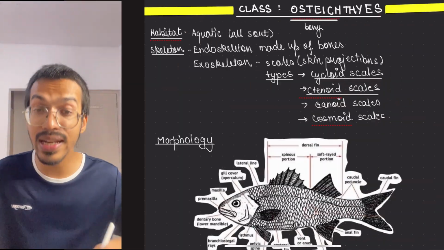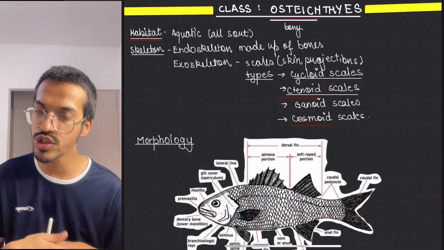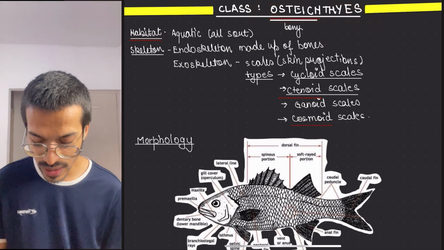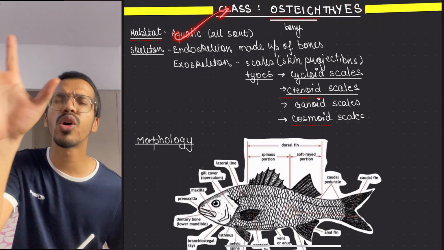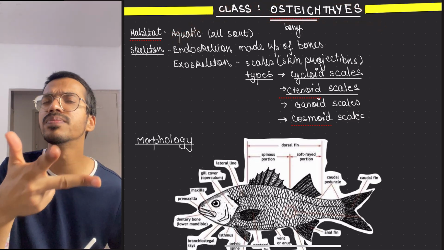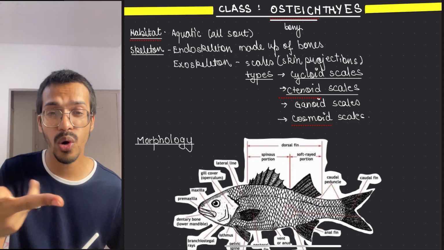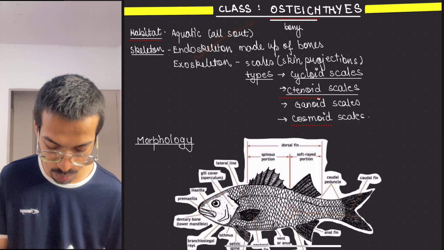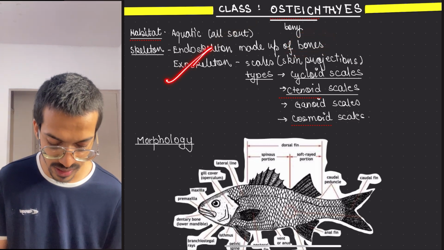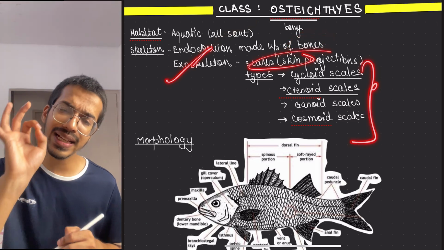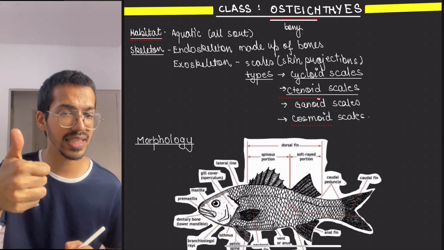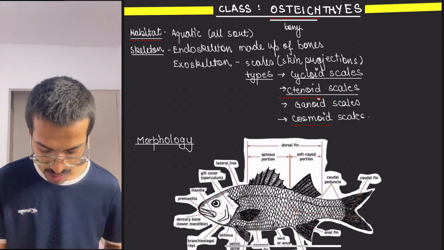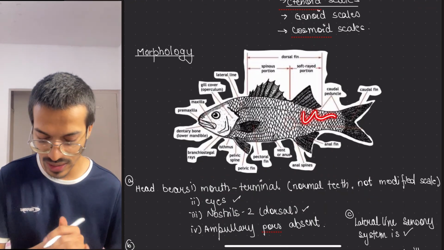Okay, moving on to the next class of the pisces, that is osteichthyes. They are all aquatic, all sort of marine, brackish water, fresh water, everywhere it is present. Okay, endoskeleton is made up of bones. Exoskeleton has scales. These are the different types of scales, but NCERT says only two types of scales, ctenoid and cycloid, but their body has different types of scales present.